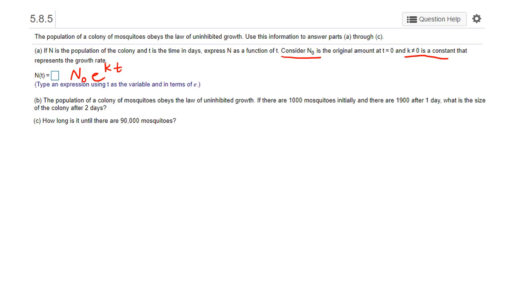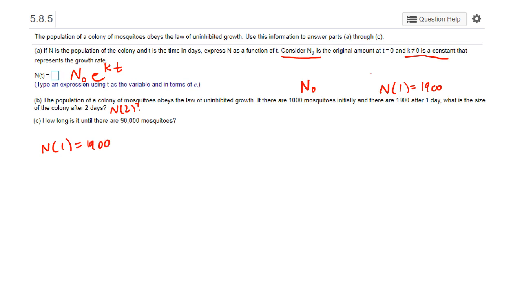Okay, part B, the population obeys the law of uninhibited growth, so we're going to use that formula right there. If there are 1,000 mosquitoes initially, so that's our starting amount, and there are 1,900 after 1 day, so n of 1 is 1900. What is the size of the colony after 2 days? So find the value of n of 2. Okay. So if n of 1 is equal to 1900, after 1 day we have 1900 mosquitoes.